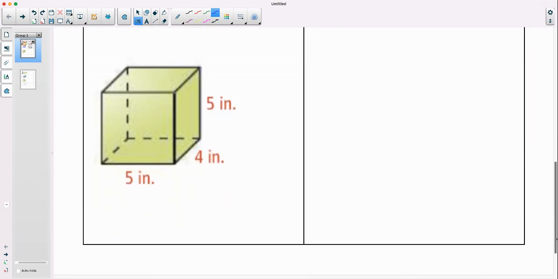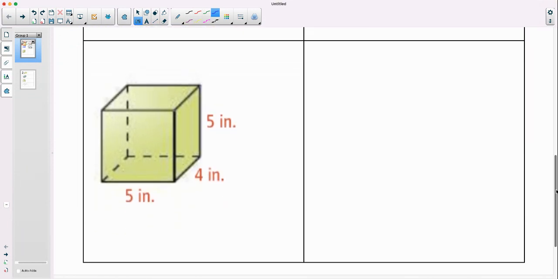For this one, we're going to find the lateral area and the surface area. This time the bases are rectangles. When it's a box, it doesn't matter if you use top and bottom or front and back or left and right as the bases, but find a shape that you have two of. This one's called a rectangular prism.